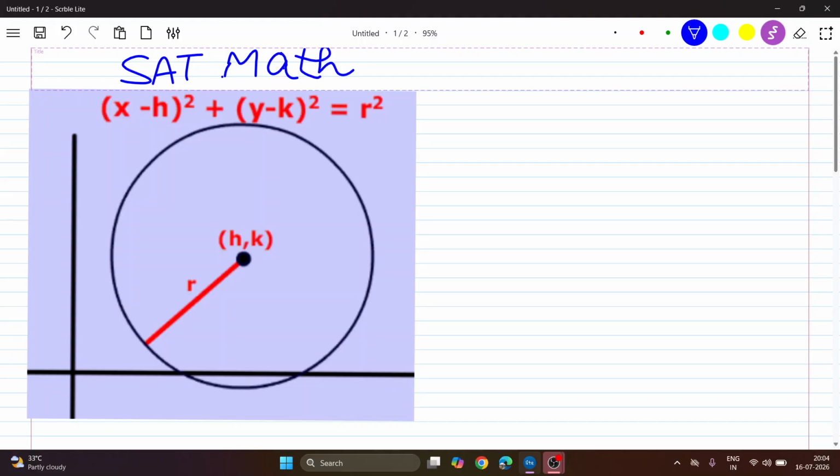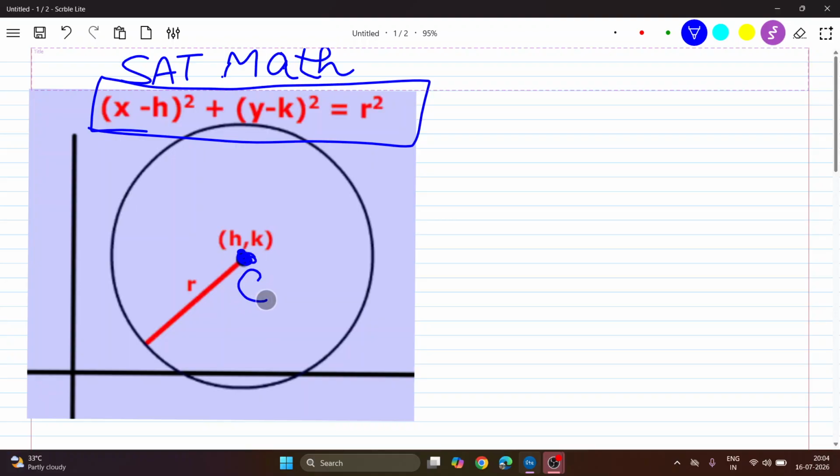So there's a general equation of a circle. Okay? So this is just pretty simple. x minus this point, okay? This is the center, the point of center. So x minus the x coordinate of the center whole square plus y minus the y coordinate of the center whole square is equal to the square of the radius.